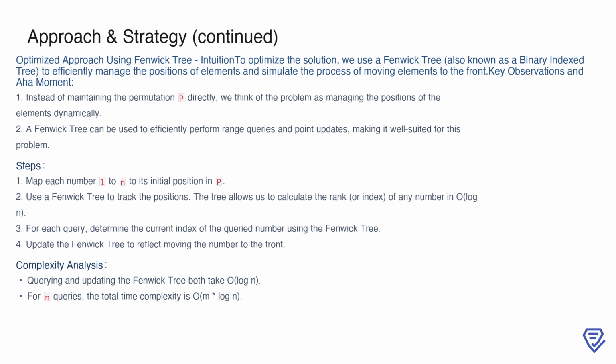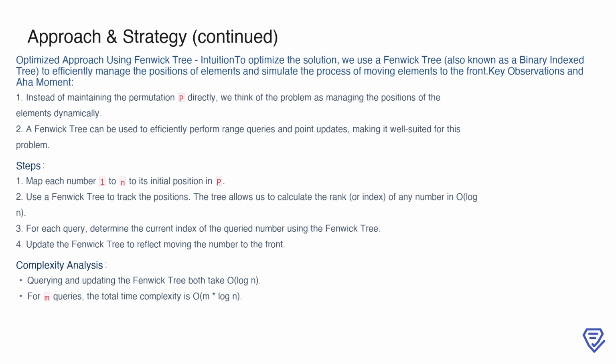The key insight here is that instead of maintaining the permutation array P directly, we can manage the positions of the elements dynamically. A Fenwick tree is particularly well suited for this task because it allows us to perform range queries and point updates efficiently. The process begins by mapping each number, from 1 to n, to its initial position in the permutation. We then use the Fenwick tree to track these positions.